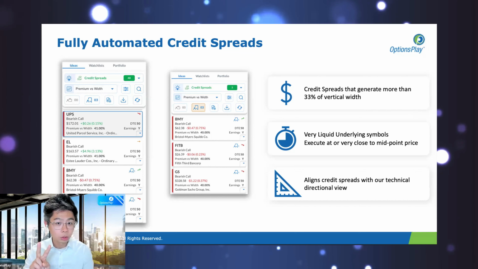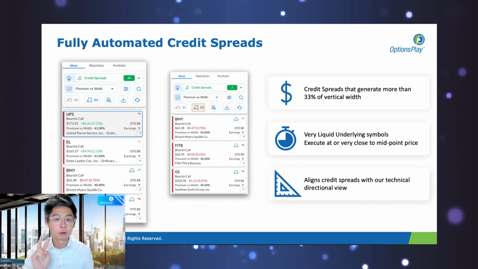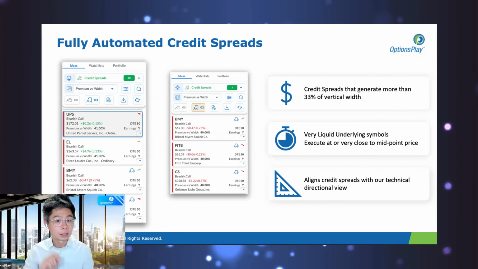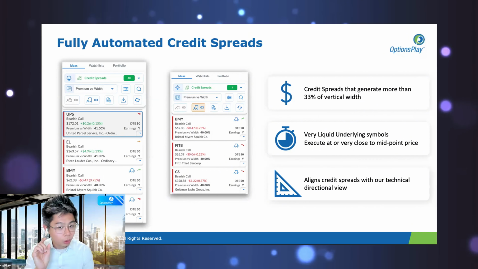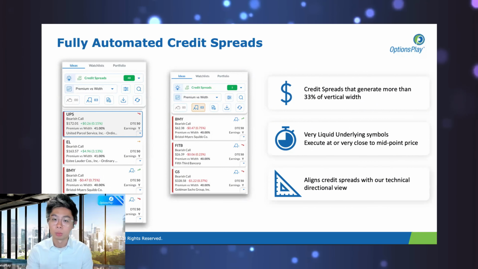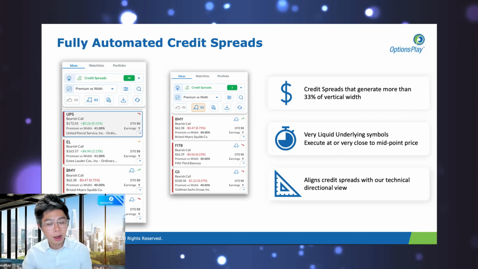Number two, what we want to also do is only scan for very liquid symbols, meaning stocks that you will be able to execute your options trade on at the midpoint or within just a couple of pennies off that midpoint. We do not want to scan for stocks that are not very liquid.